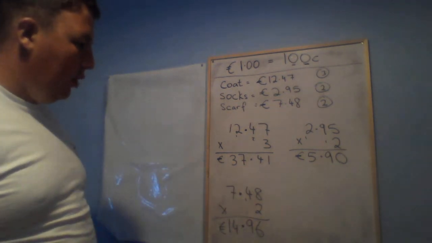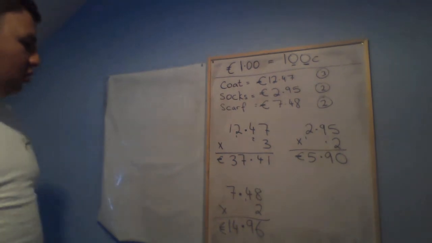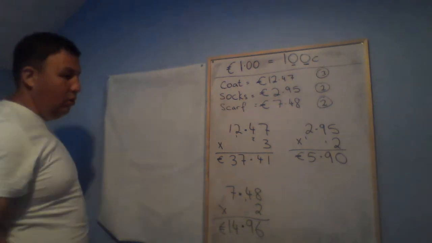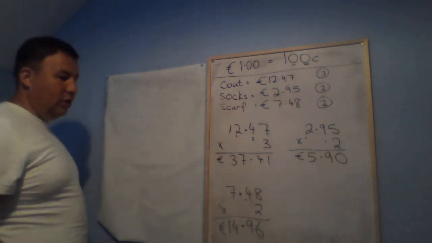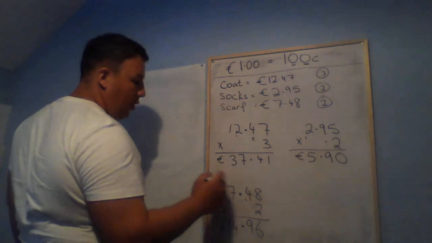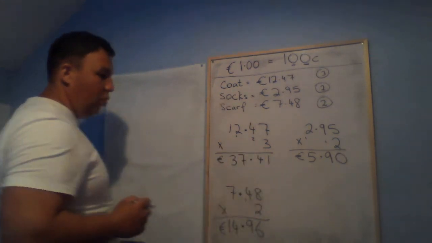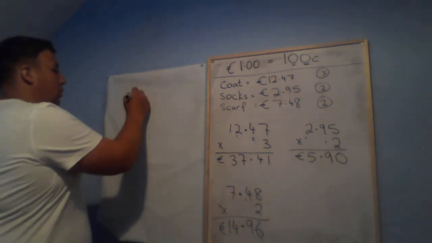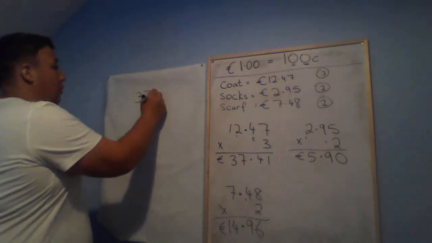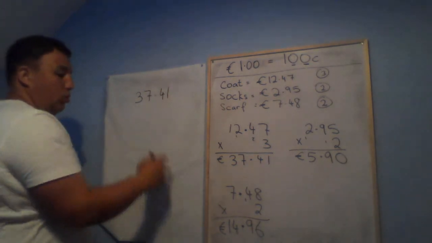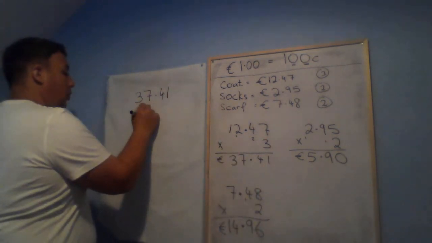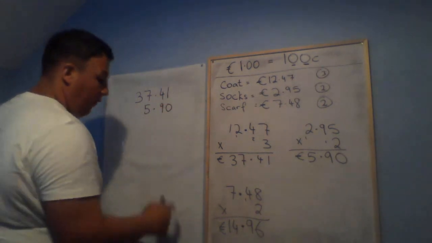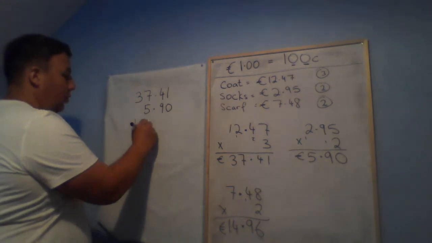Now what we need to do is add them up over here, just to make sure that we see how to transfer them. So it's the answers only now, so don't worry about the rest of it. Even put a square around them with your red biro when you've done each one, just to make sure that you're using the right number. So we have 37.41, 5.90, and 14.96.